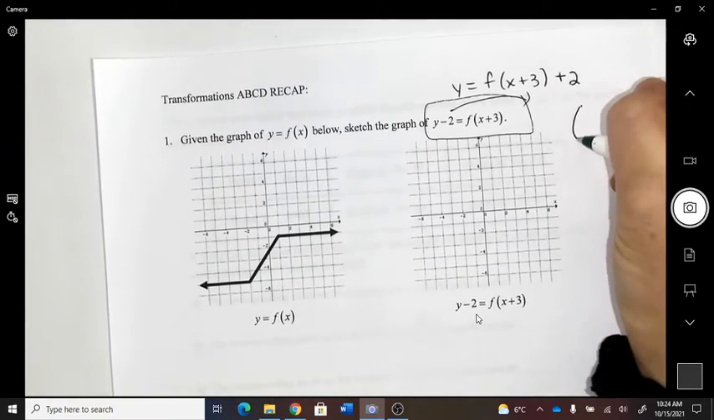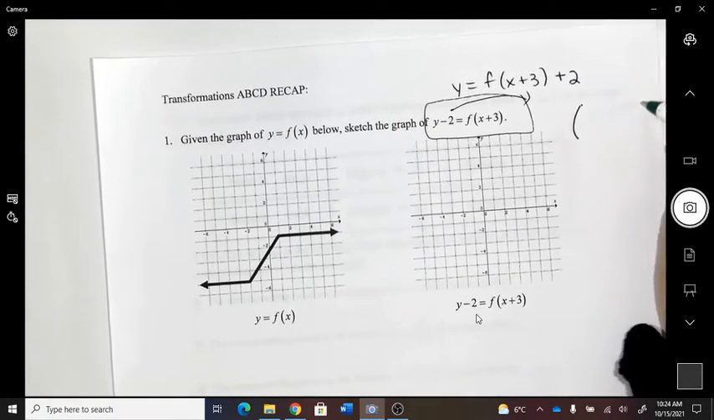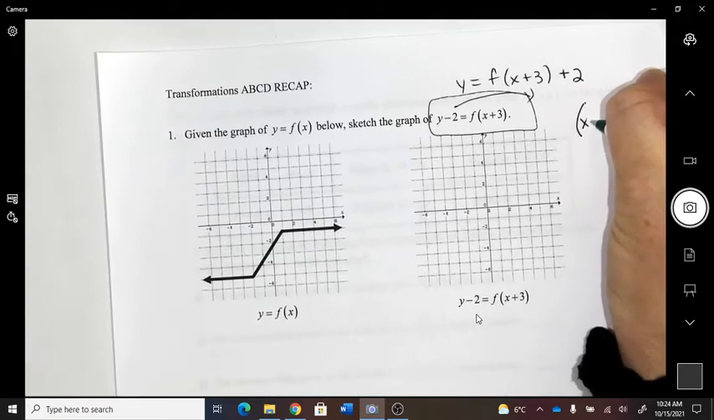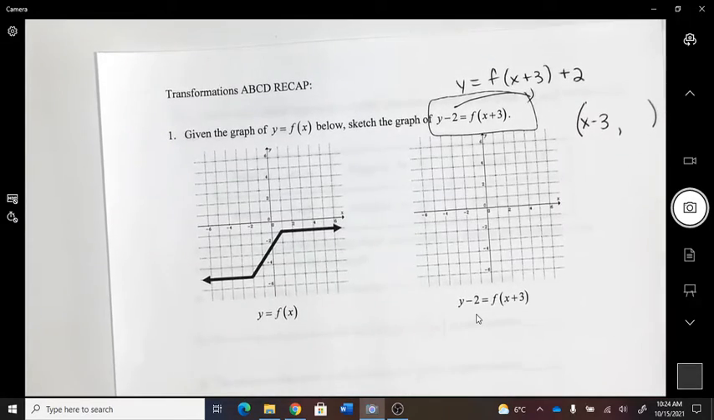Okay, can you make a math coordinate for me? You need to think about a new math coordinate. So did you go x minus 3? Does that make sense? And then a y plus 2. That's how your transformations are affecting things.